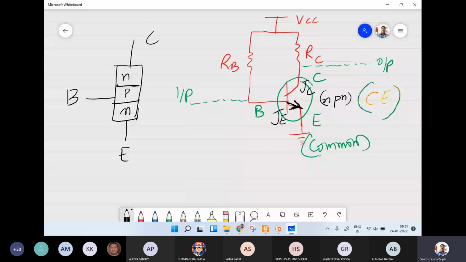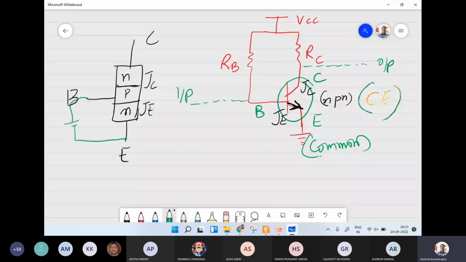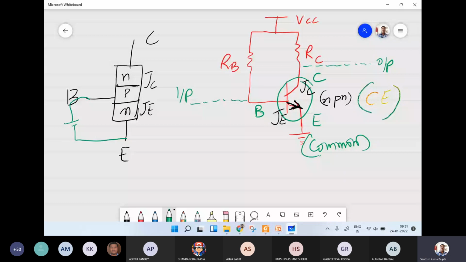So our collector junction is the upper one and the emitter junction is the lower one. So we need to apply some voltages here. For forward bias, we need this kind of voltage across the emitter junction, and for reverse bias, we need a voltage with a higher potential on the N side and lower potential on the P side, something like this. So let us see whether we are able to generate this kind of voltages across this or not.